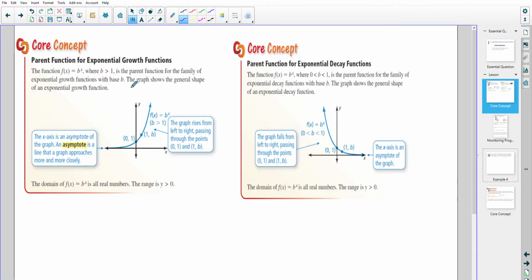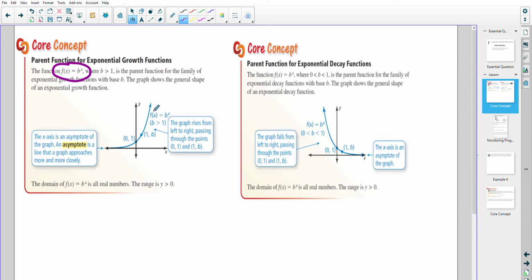So the graphs, you have an equation, f of x equals b to the x, and if b is greater than 1, it's going to be an exponential growth. If b is between 0 and 1, it's going to be an exponential decay. Makes sense because if you have, for example, b as 1/2, 1/2 to a certain power is going to get smaller and smaller and smaller as the power increases.